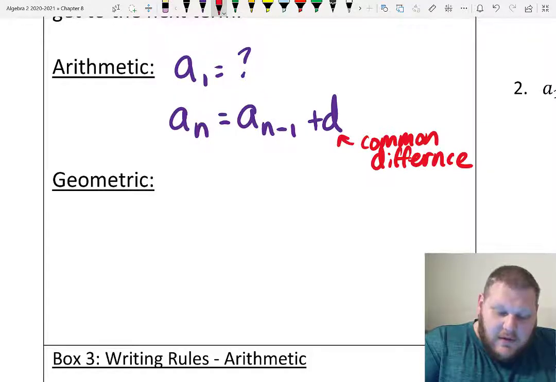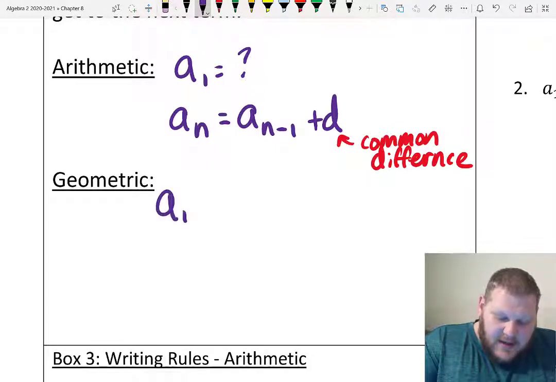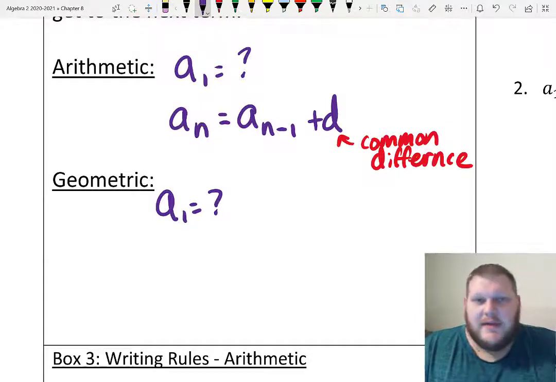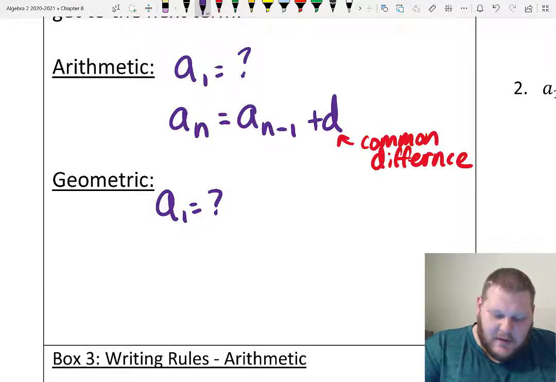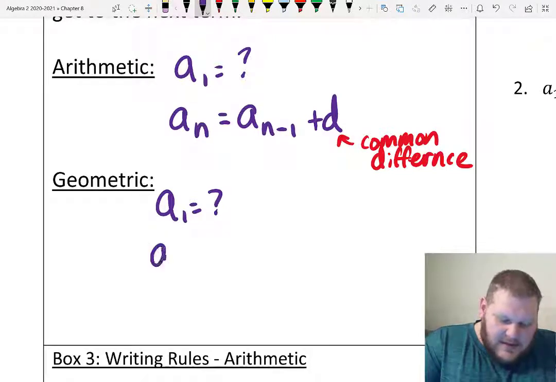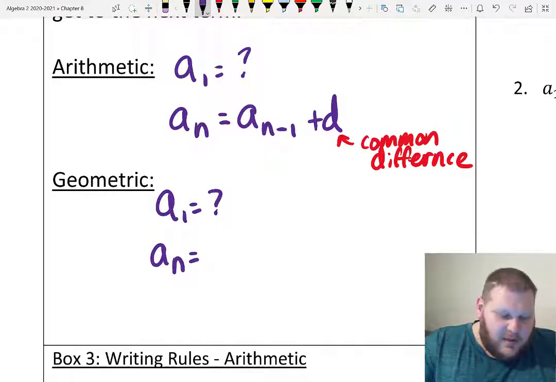So my geometric, very similar. I still define it as whatever this first number is. A sub 1 is this thing. That's my first value in the sequence, my starting value. But in this case, since we're geometric, remember we're taking my common ratio and multiplying it by the previous term.